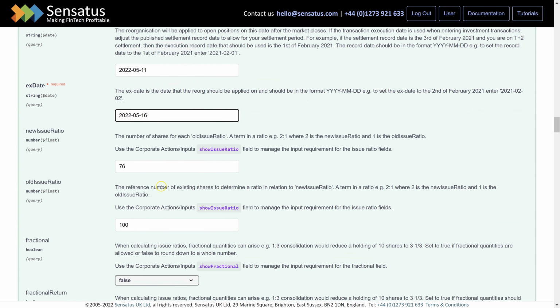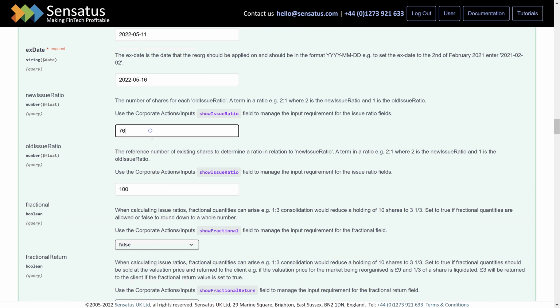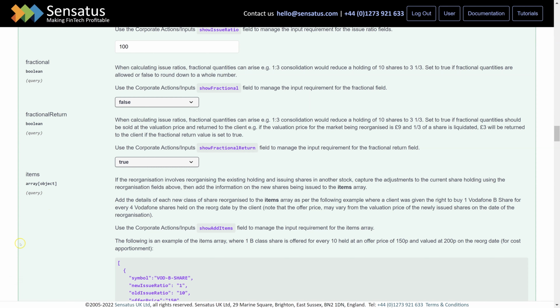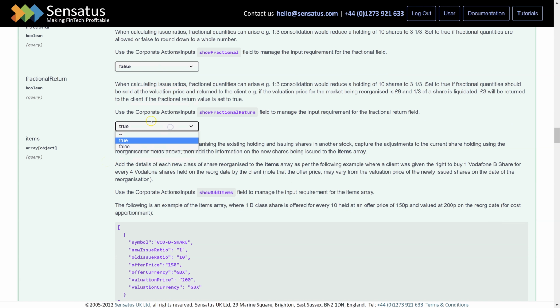Set the new issue ratio to 76 and the old issue ratio to 100 to implement the 76-100 consolidation of the Aviva shares. Aviva have stated that proceeds from sale of fractional entitlements will be returned to shareholders. Therefore, set the fractional value to false to round down fractional holdings. Set the fractional return value to true to process the return of fractional entitlements at the valuation price.